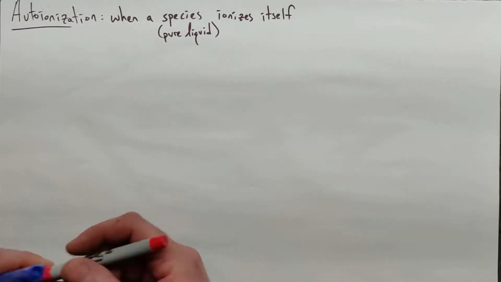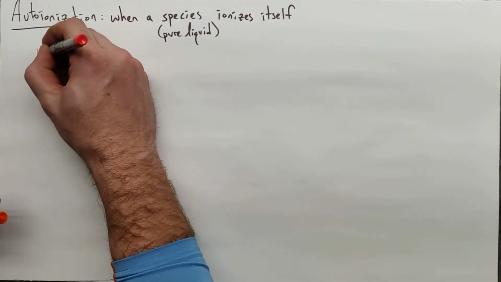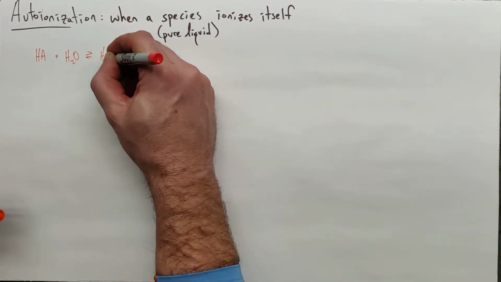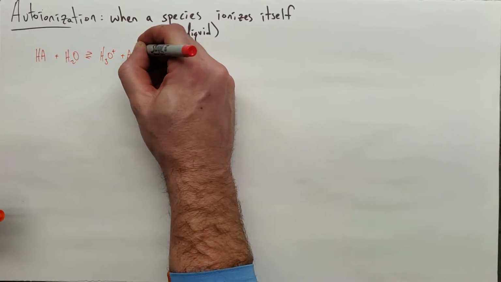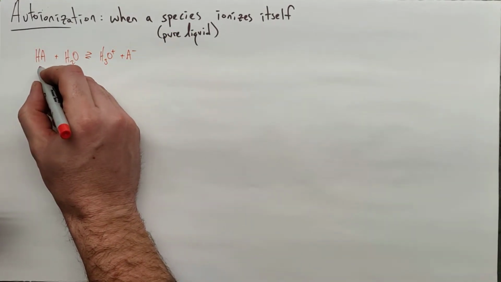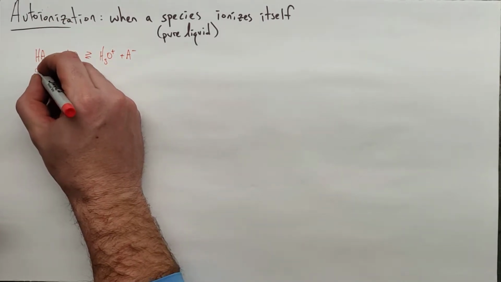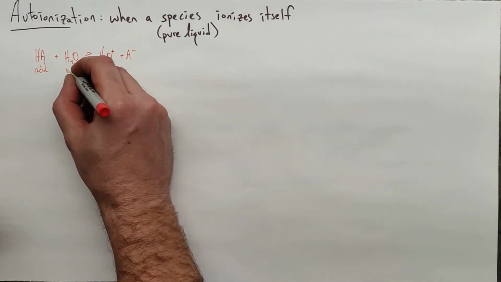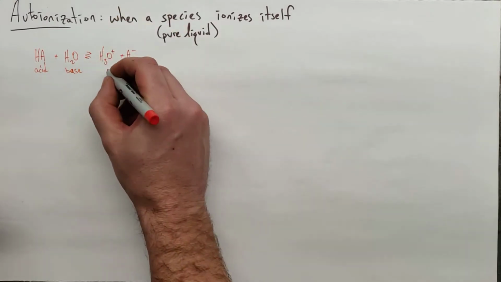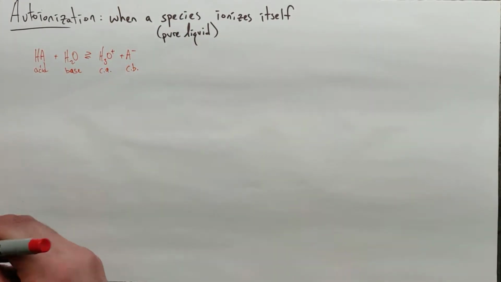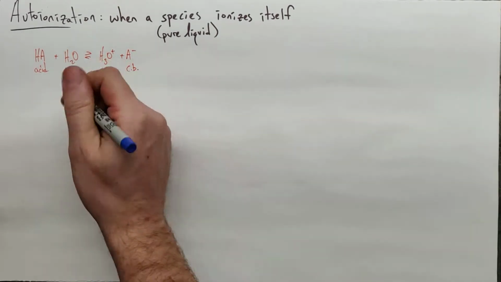For some generic acid HA, you can put it in water, and its aqueous dissociation equation gives you H3O+ and A-. HA is donating a proton to become A-. That's an acid, and water ends up being a base. Over here, that's our conjugate acid and our conjugate base. So in that situation, we've got water acting as a base.